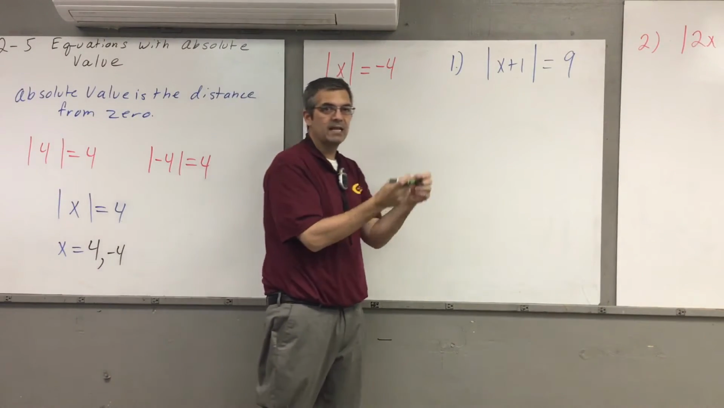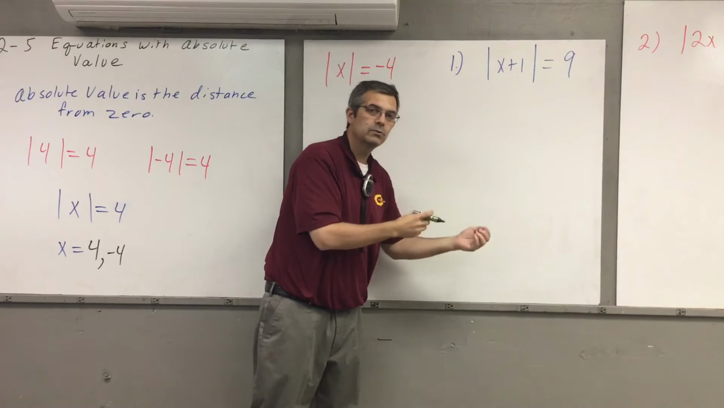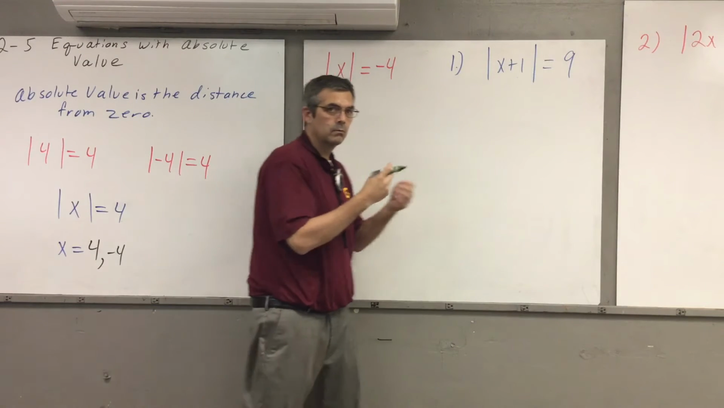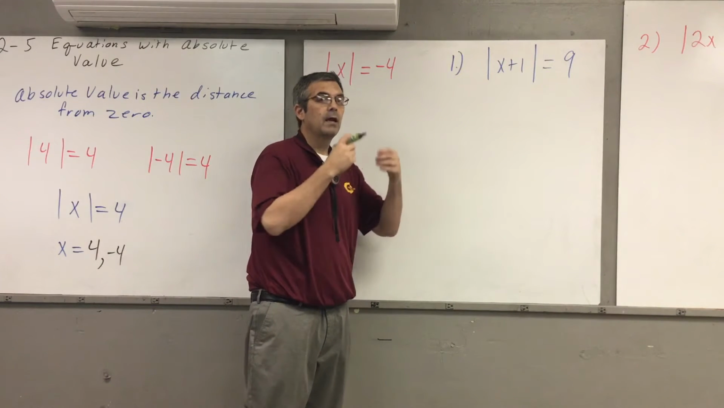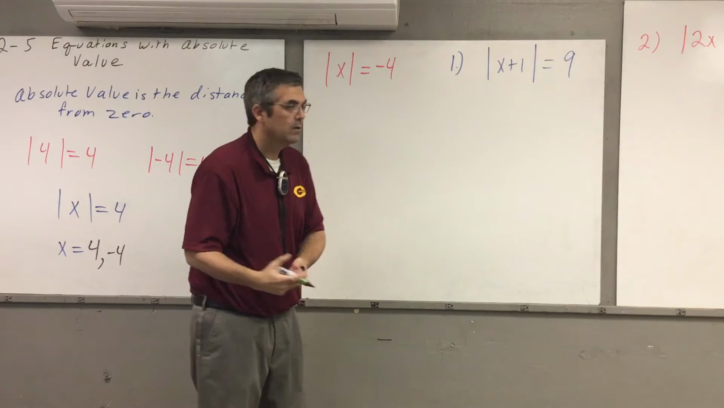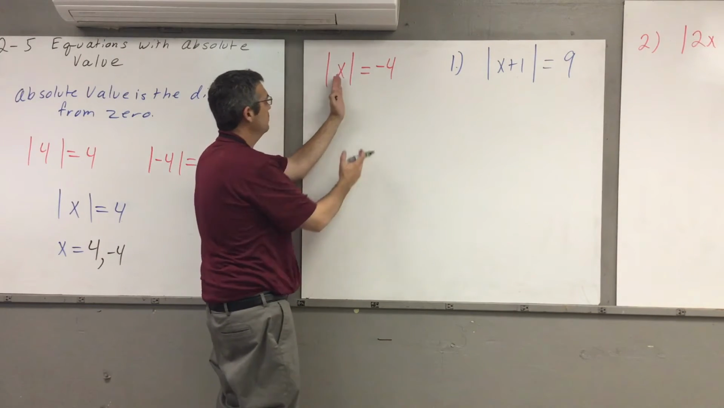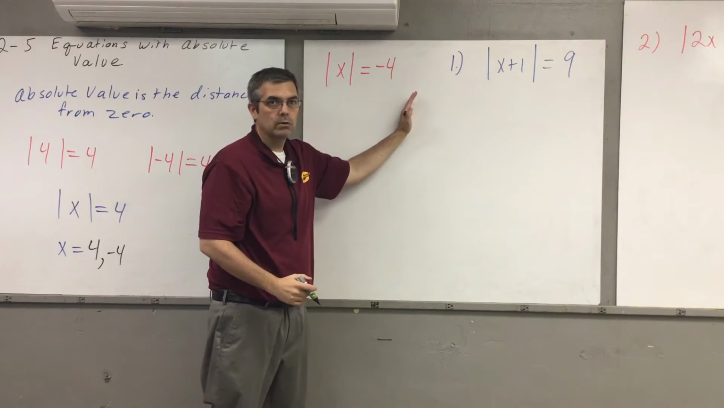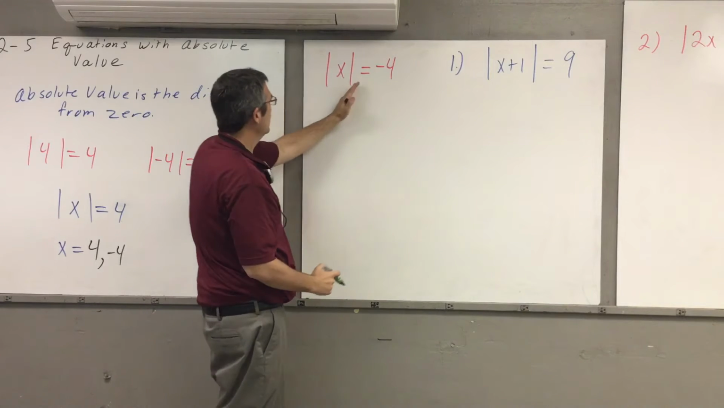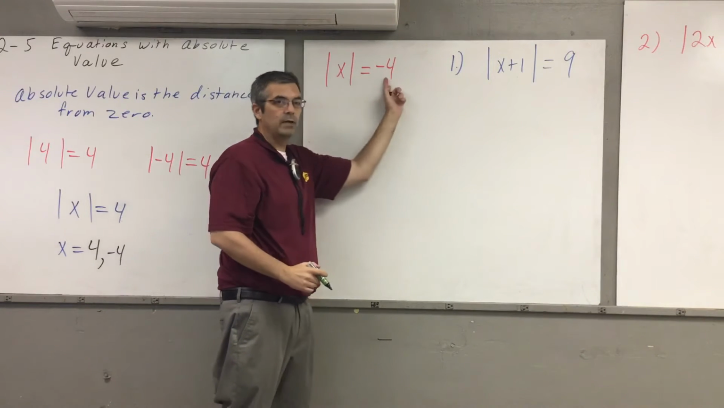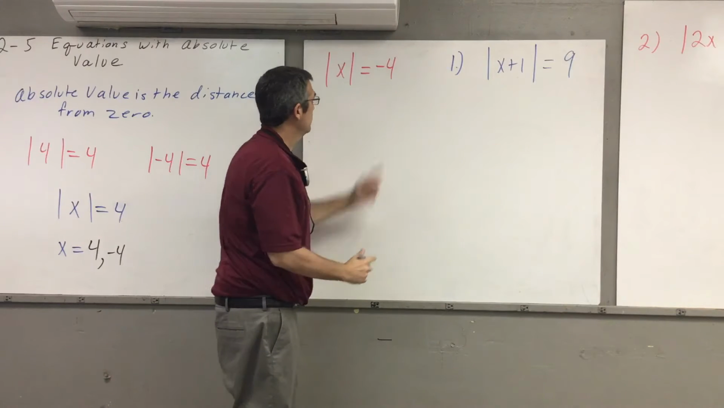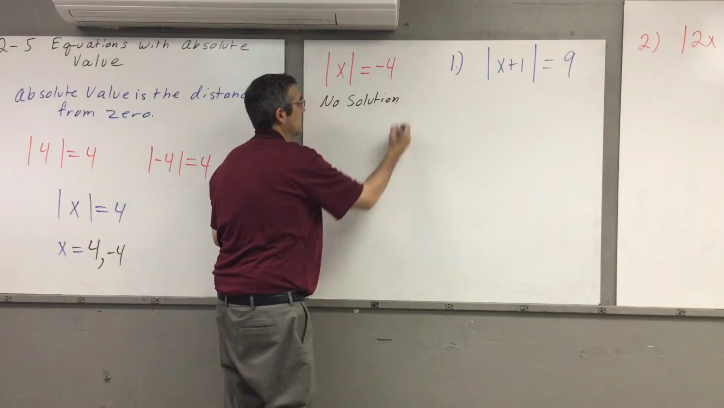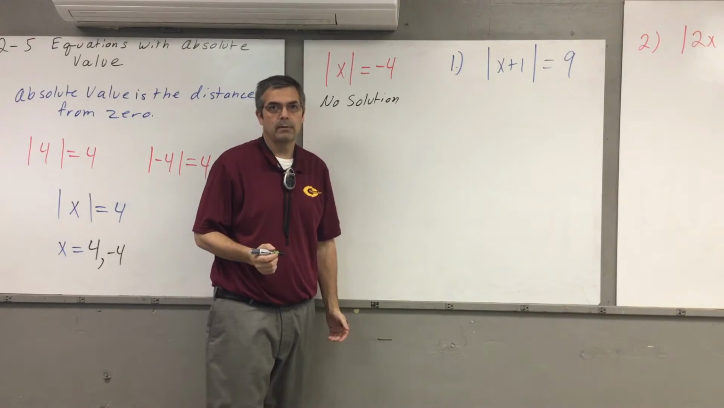Now, the next question as we move forward is, can we get the absolute value of a number to give us a negative number? Well, you can't do that because, if you remember, I just talked about it, absolute value is the distance from 0, and distance can never be negative. So when you have the absolute value of a number equals negative 4, this doesn't work. You can't get the absolute value of a number to give you a negative number. This right here is a no solution because it can't happen. It doesn't work that way, okay?